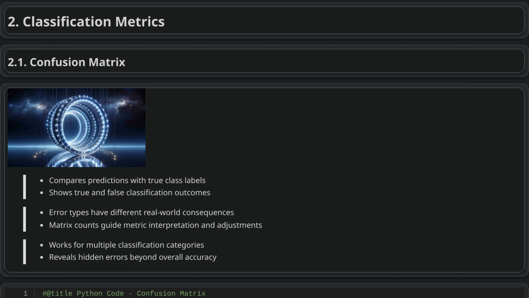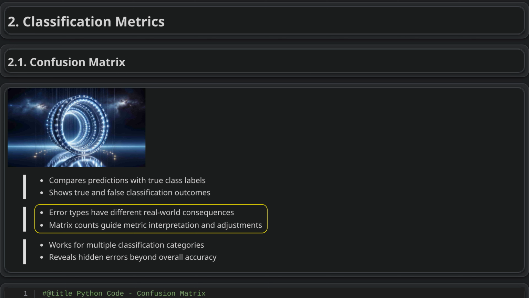Classification metrics. Confusion matrix. A confusion matrix summarizes how a classification model's predictions compare with the true labels. For binary classification, it separates results into true positives, true negatives, false positives, and false negatives. This helps show not just overall accuracy, but where the model is making correct decisions or specific types of mistakes.